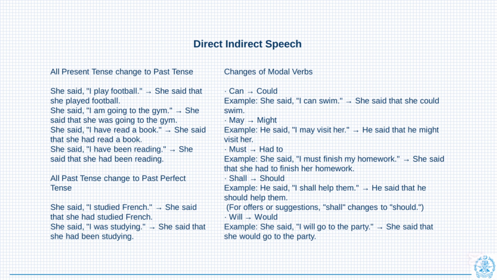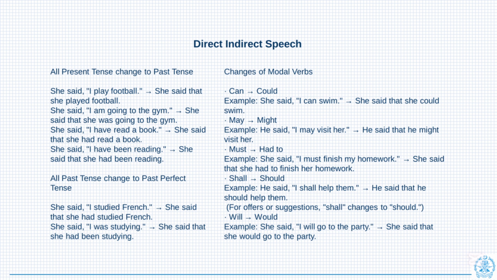For example, as per the examples given on the slide, play is changed into played, am going is changed into was going, have read is changed to had read, have been reading is changed into had been reading. So basically 3 rules that they have to remember over here. Then tell them all past tenses will change to past perfect.